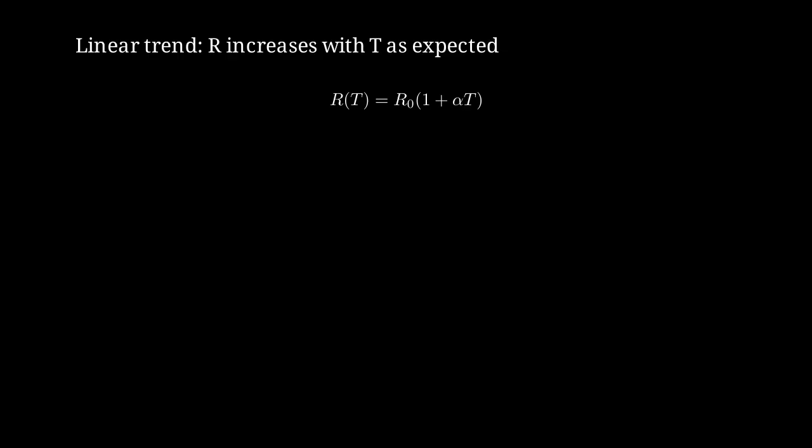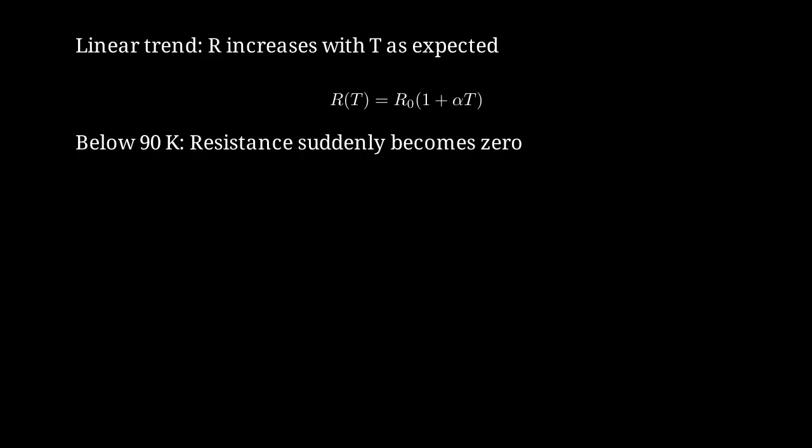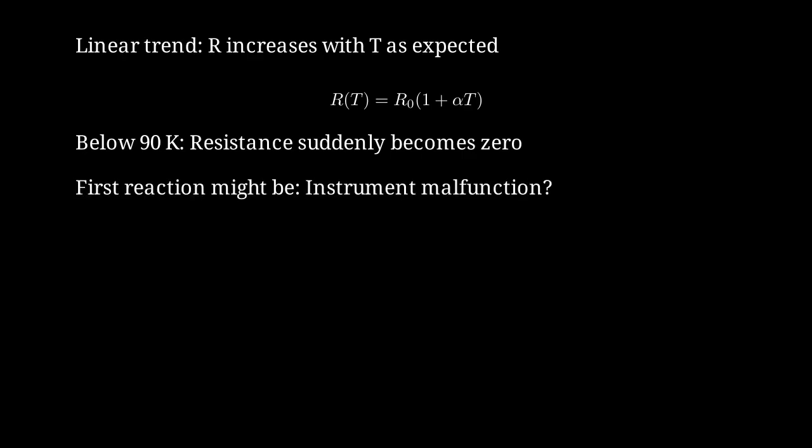For normal metals, resistance follows this linear relationship where R0 is the resistance at 0 Kelvin and alpha is the temperature coefficient. But below 90 Kelvin, something dramatic happens. The resistance doesn't just decrease, it drops to 0 within measurement precision. Your first reaction might be to think the instrument malfunctioned. 0 resistance seems impossible. But this is exactly when you need to investigate further.